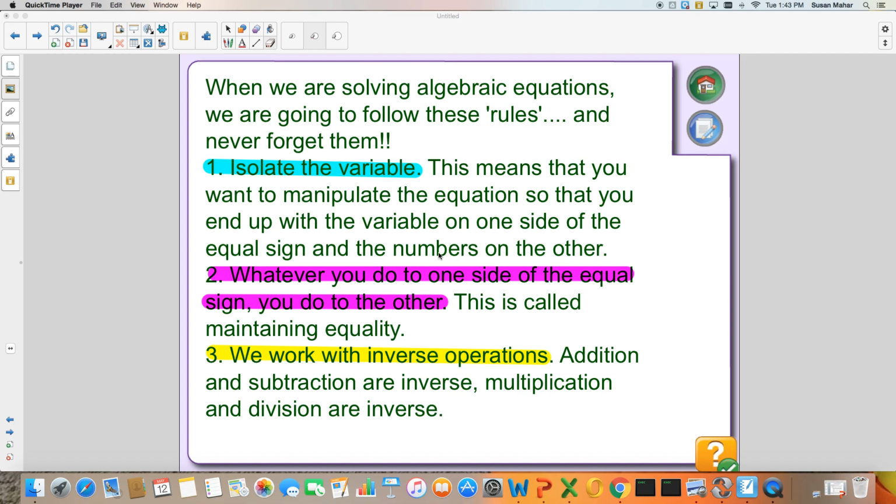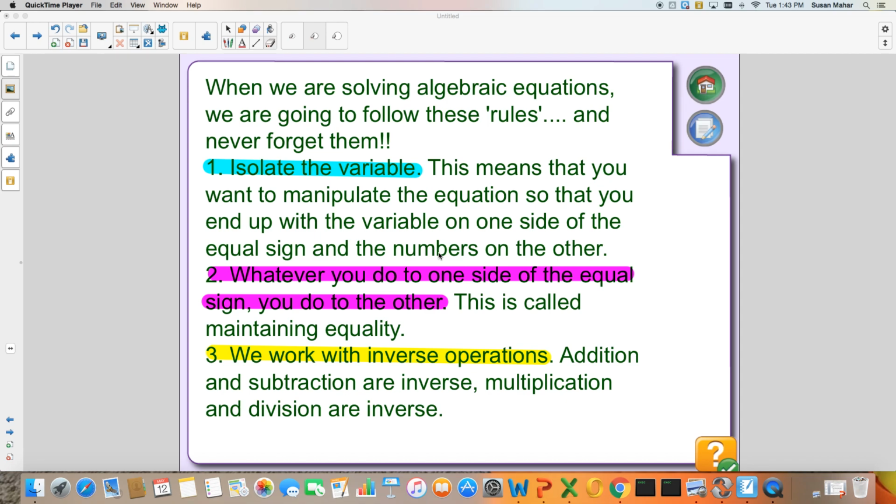Okay, we're going to move on with our math today, and we're going to start looking at solving algebraic equations using the manipulatives and actually learning how to draw from the manipulatives. And we are going to follow three basic rules for the rest of the math that we do in this unit. We're going to try to never forget them.